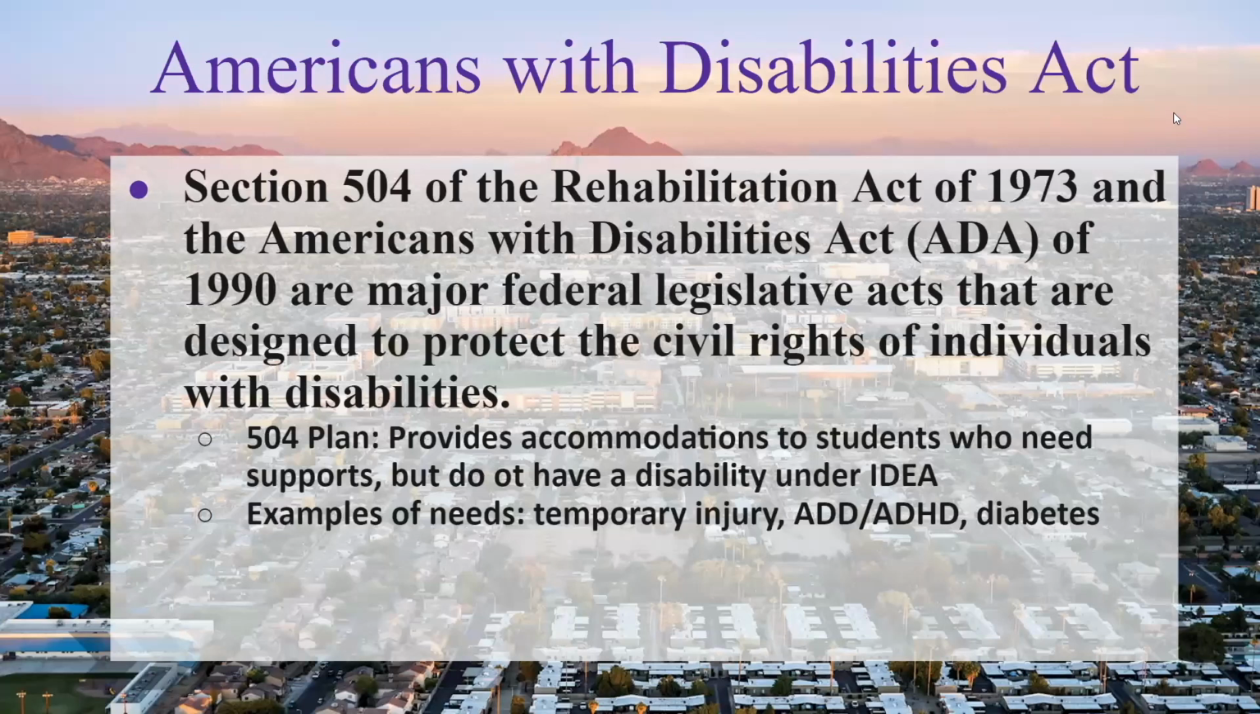There's another law that impacts students sometimes with disabilities that we need to consider as well, and that's the Americans with Disabilities Act. Section 504 of the Rehabilitation Act of 1973 and the Americans with Disabilities Act of 1990 are major federal legislative acts that are designed to protect the civil rights of individuals with disabilities. And we want to consider how this comes into play in schools, and that's with the 504 plan. So the 504 plan can provide accommodations to students who need supports but do not have a disability under IDEA. Some examples of these needs might be a temporary injury, ADD or ADHD, or diabetes.